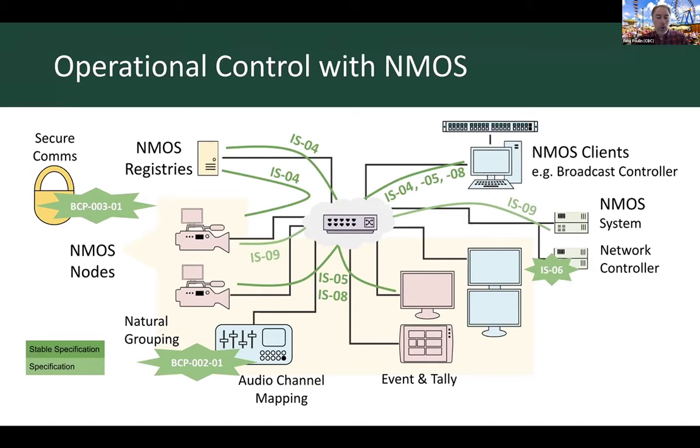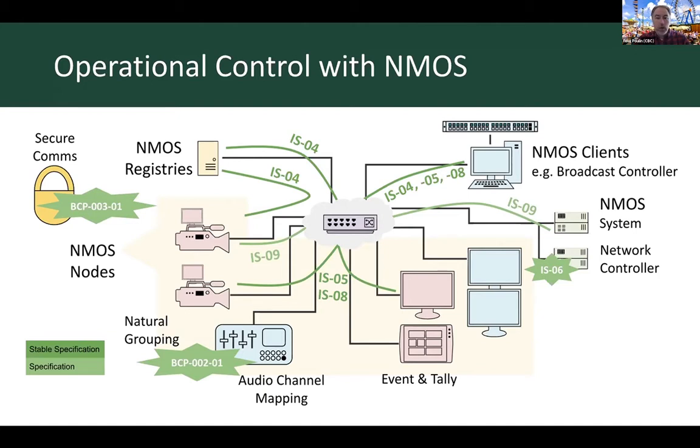BCP 002-01 is a best common practice document that tells how to tag that different flows are related together and could be used as a bundle of flows. So for example, a camera has a video, a few audio channels, flows maybe, and ancillary data. And all these three can be tagged so that the controller is aware that they go together.